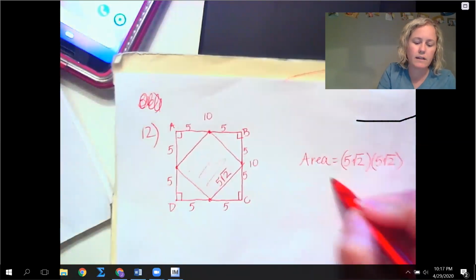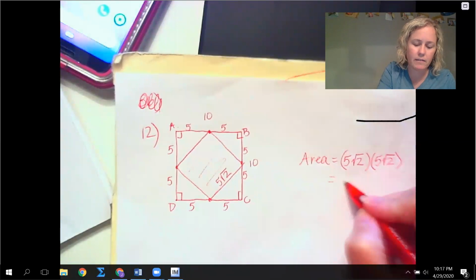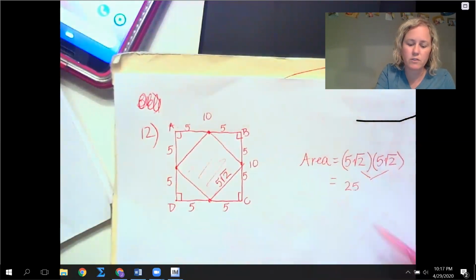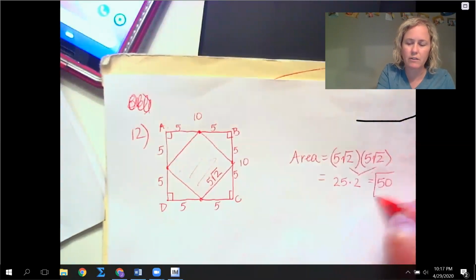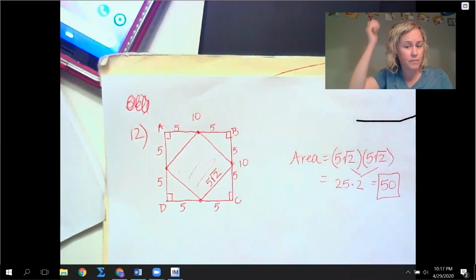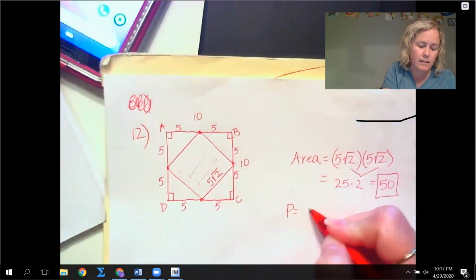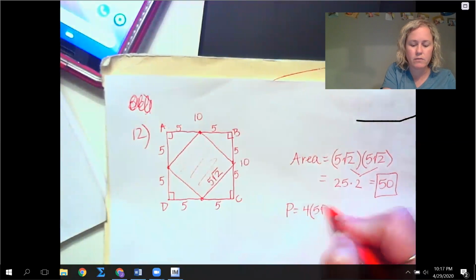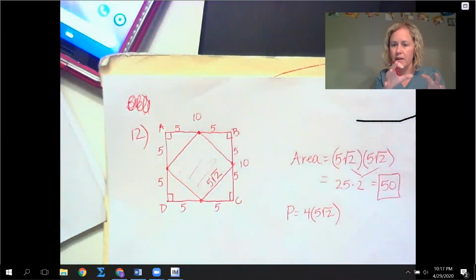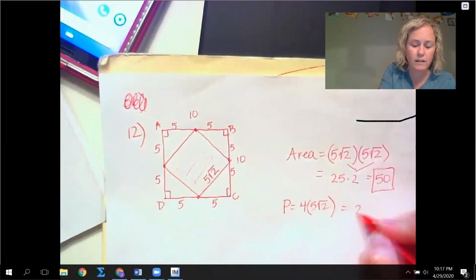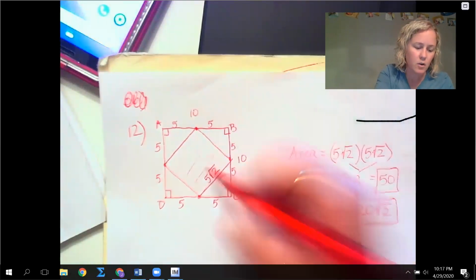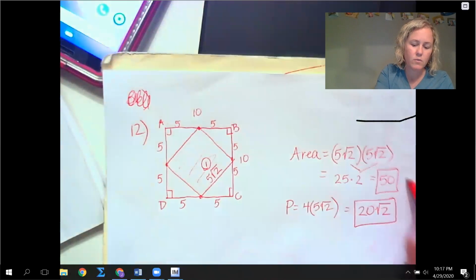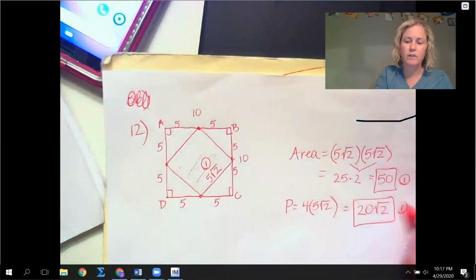5 times 5 is 25. Square root 2 times square root 2 is just 2. So you end up with 50. Or you can put it in your calculator. Either way, you're going to get 50. And then the perimeter is 4 times 5 square root 2. Or you could take 5 square root 2 plus 5 square root 2 plus 5 square root 2 plus 5 square root 2. Either way, you get 20 square root 2. So those were your 2 answers. So it was worth 3 points, 1 for getting the 5 square root 2, 1 for getting 50, and 1 for getting 20 square root 2.